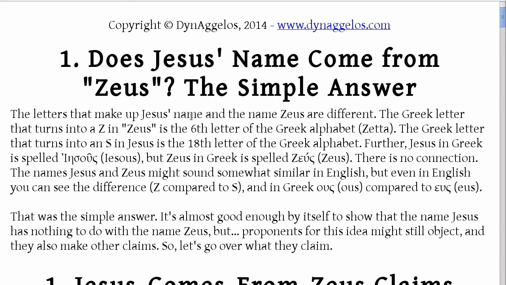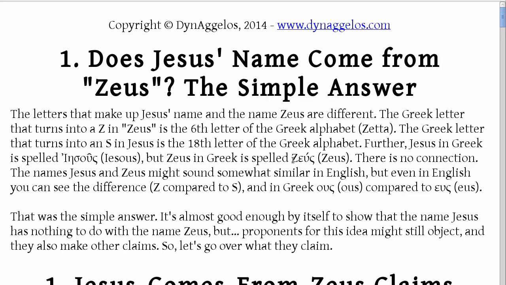The letters that make up Jesus' name and the name Zeus are different. The Greek letter that turns into a Z in Zeus is the sixth letter of the Greek alphabet. That letter is called zeta. The Greek letter that turns into an S in Jesus twice is the 18th letter of the Greek alphabet. That letter is called sigma. Further, Jesus in Greek is spelled Iesus. The I-looking letter is iota. This is eta, this is sigma, this is omicron, this is upsilon, and then the last one is just another form of sigma. So this is one form, this is another form, same letter, and it is pronounced Iesus.